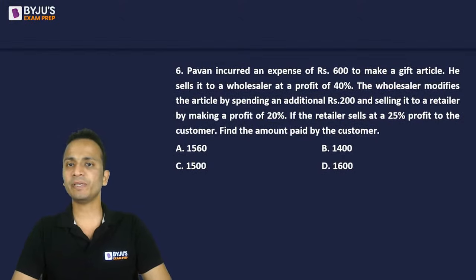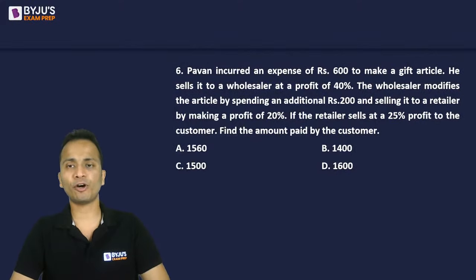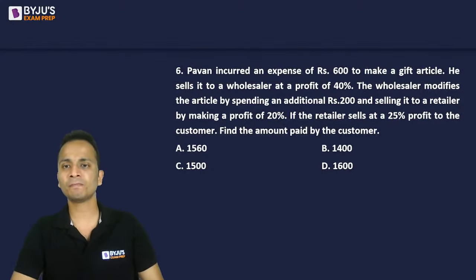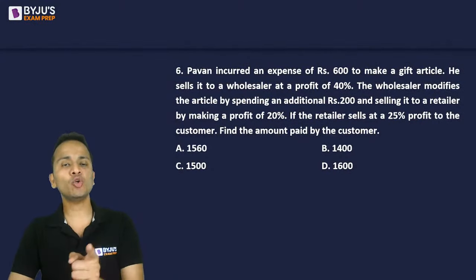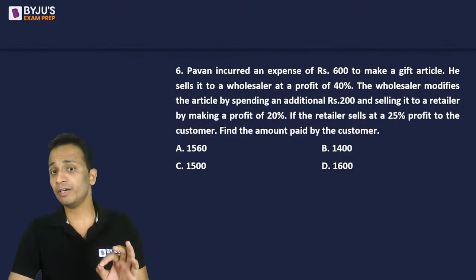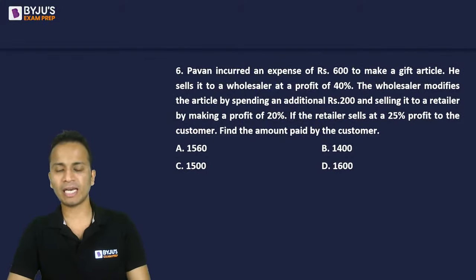Pawan incurred an expense of 600 to make a gift article. He sells it to a wholesaler at a profit of 40%. The wholesaler modifies the article by spending an additional 200 rupees and sells it to a retailer to make a profit of 20%. Now, if the retailer sells it at 25% profit to the customer, you have to find out the amount that the customer has paid.